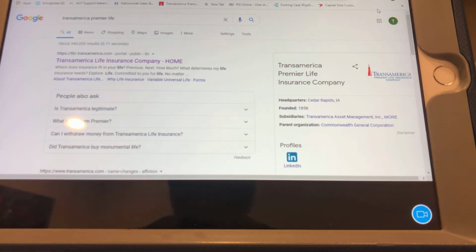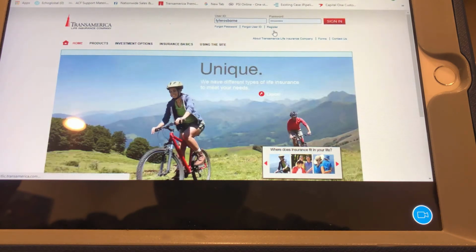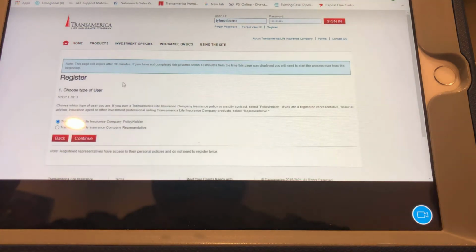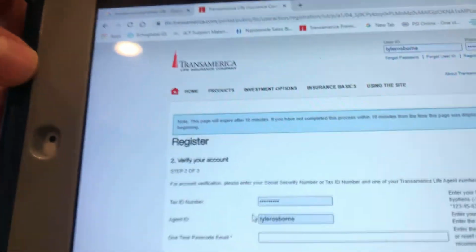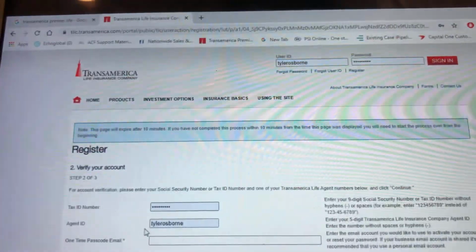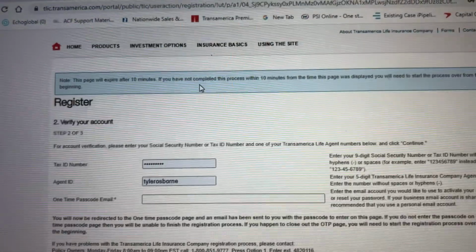Then from there, you've got to go ahead and register yourself. So you click register. If you're already appointed with them, it's super simple to get this registration done. You let them know that you're a representative. After you select representative, click continue. Then it will ask you for your tax ID number and the email you got appointed with them with.